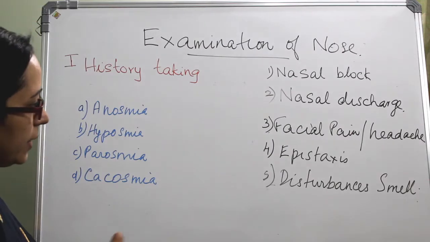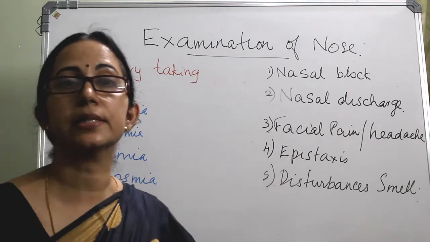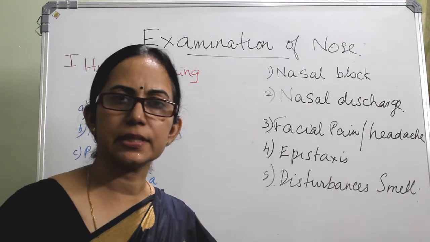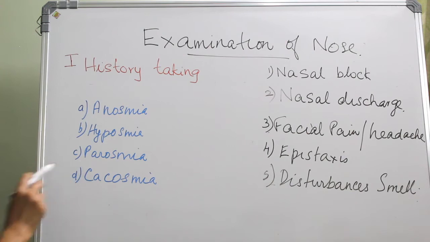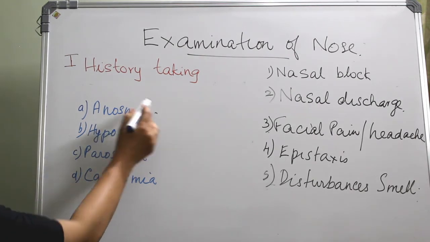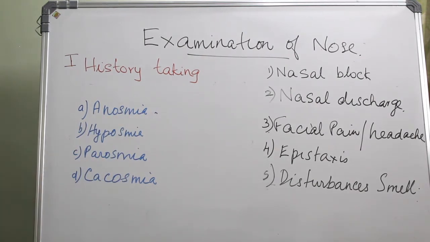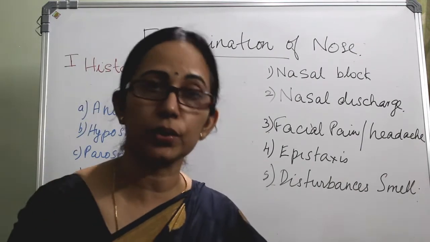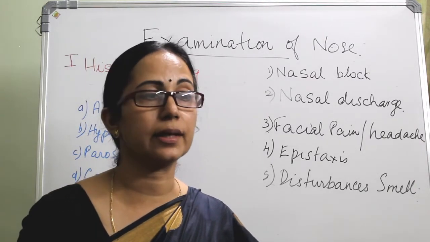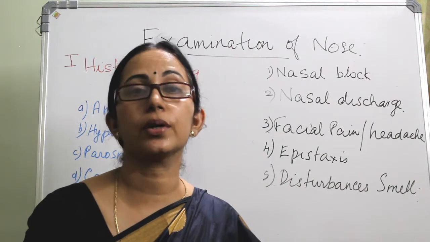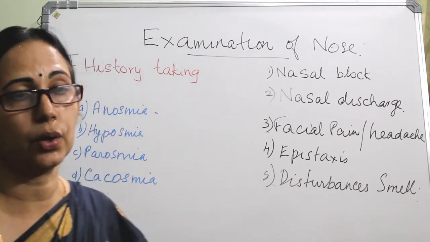So that is important. Then the next one can be disturbance of smell. If the patient tells about any disturbance in that, you should ask about all these. What is the difference between all this? Anosmia is total loss of smell. Okay, it is total loss of smell. In which conditions do you get a total loss of smell? In case of head injury or intracranial space occupying lesions, or it can be functional. Okay, total loss of smell.